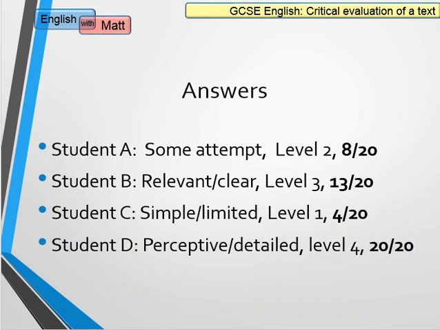Okay, so this is what each of those students received from the exam board. This wasn't me marking, this was the exam board marking. So this is AQA's own work here. Student A sits within level 2, some attempt, 8 out of 20.